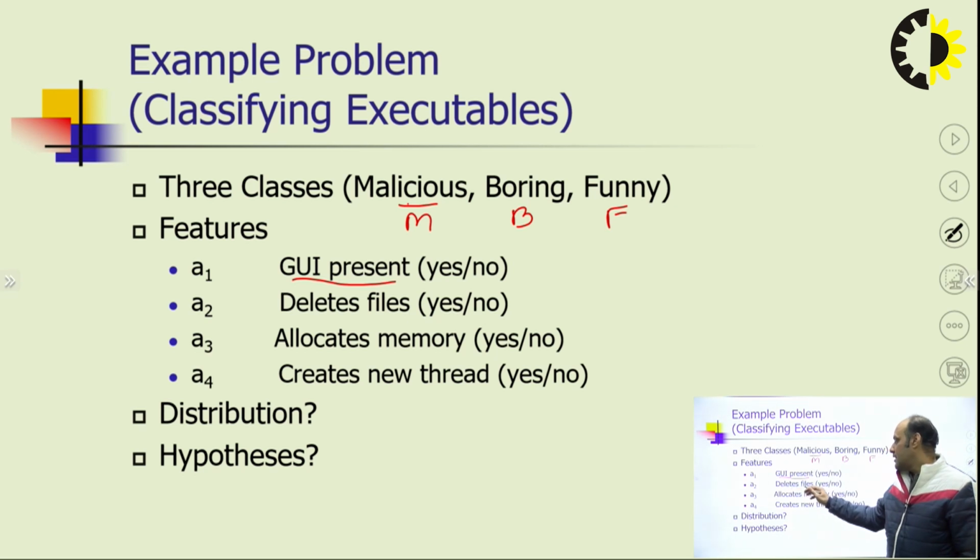Second is deletes file, yes or no. If it is positive, then it will contain yes. If it is negative, then it will contain no. Allocates memory, yes or no. Creates new thread, yes or no. So for this example, we have to find out what is the distribution and what is the hypothesis.